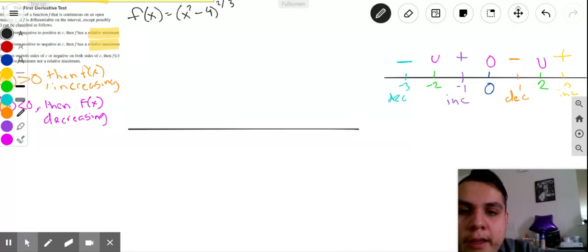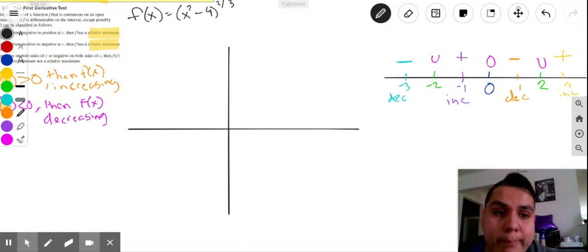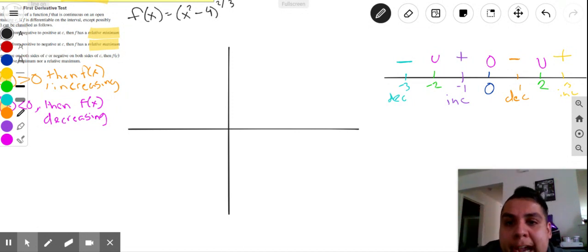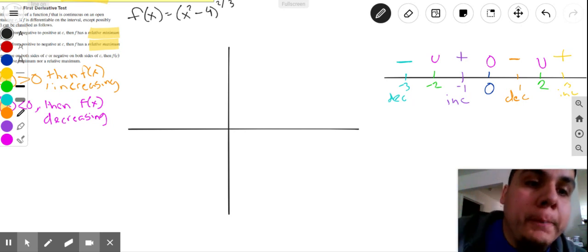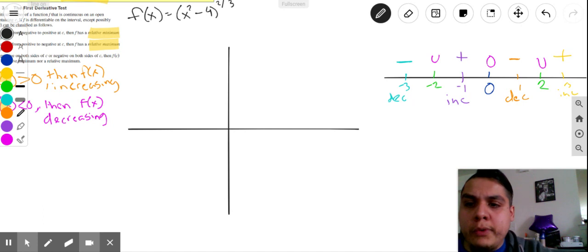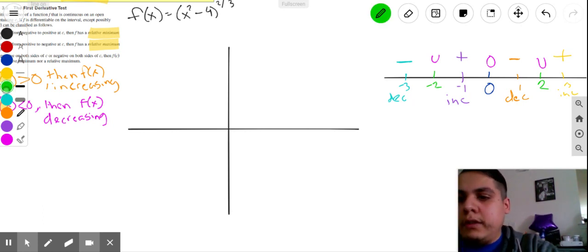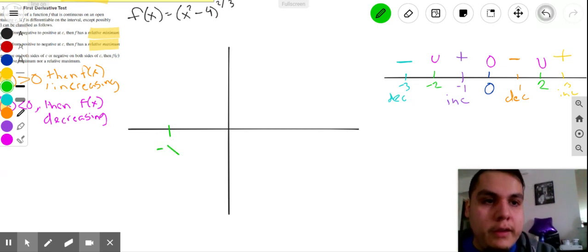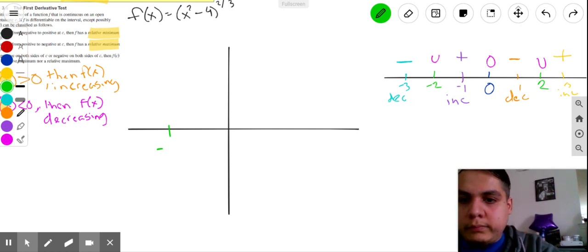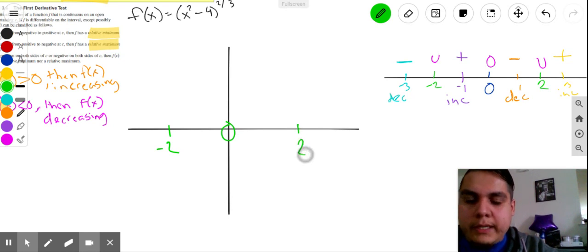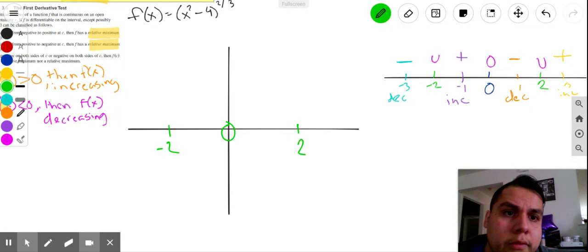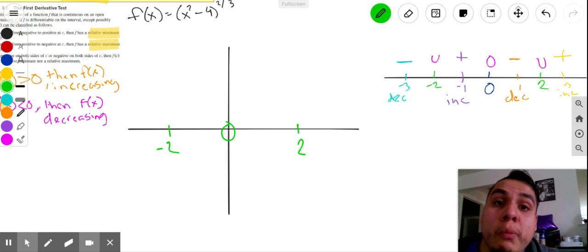So I know that based off my critical numbers at those values, I'm expecting special stuff to happen, right? I'm expecting maximums and minimums possibly to occur. So I'm going to go ahead and make note of that. Negative 2, 0, and positive 2. So at those x values, I'm expecting some sort of extrema. But I need to figure out exactly where those are.